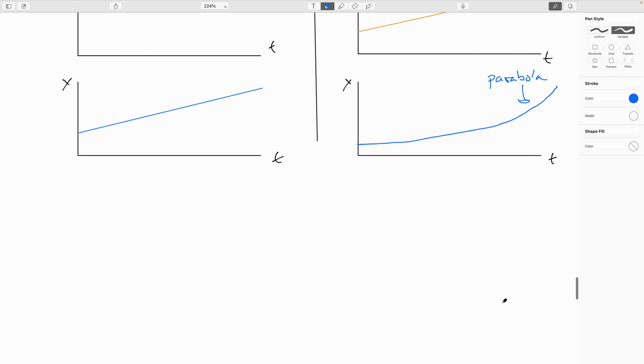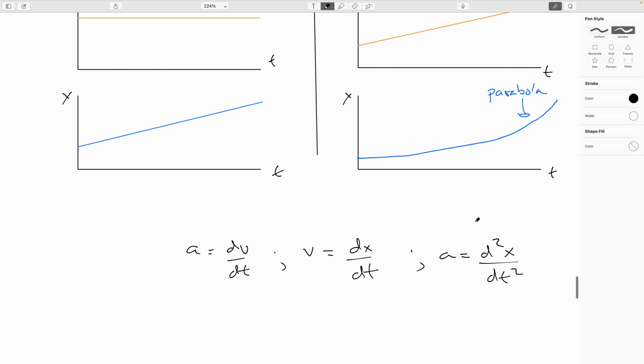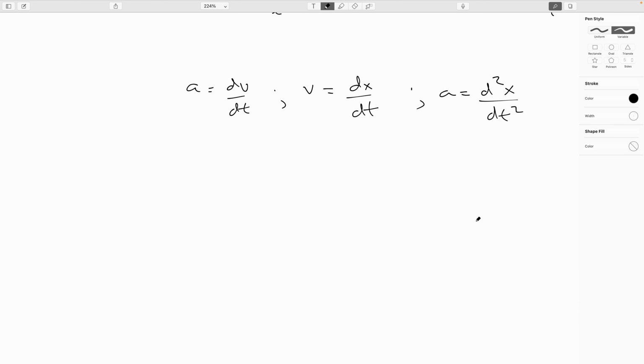Now, one thing that's useful to remember here is, if you've seen derivatives, we have said that the acceleration is the derivative of velocity with respect to time. And similarly, we said that the velocity is the derivative of position with respect to time. This means that we can also write that the acceleration is the second derivative of position with respect to time. And in math classes, what they'll do is they'll show you that a second derivative tells you what the curvature looks like.